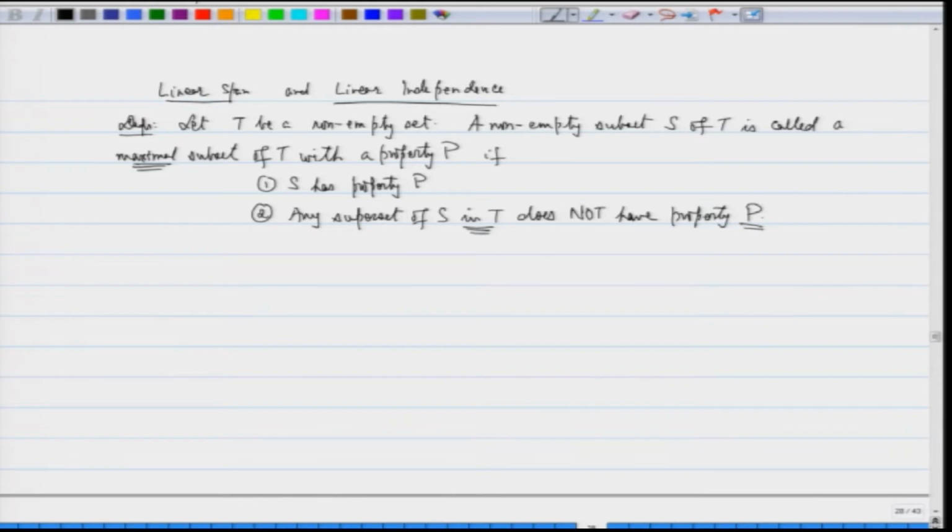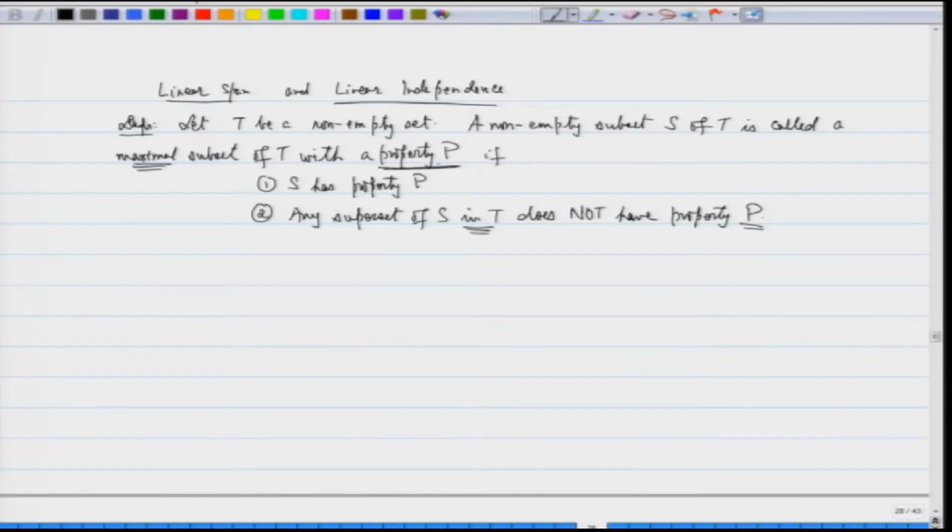Important. So, I have been given a set T that is fixed. Once that T is fixed, I define some property. All right. So, I define a property P. So, fix a T which is a non-empty set, define a property P. Now, pick up elements from there in such a way that the set that you are making has the property P, but at the same time when I want to say it is maximal, then I should not be able to add any other elements from T to S, so that it still has property P. All right. So, let us look at an example to understand it better.